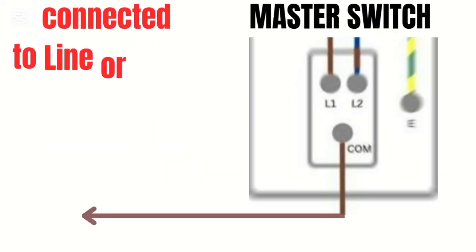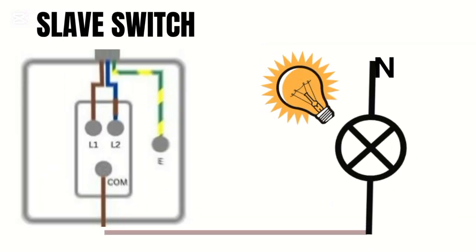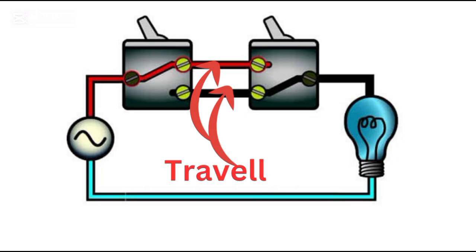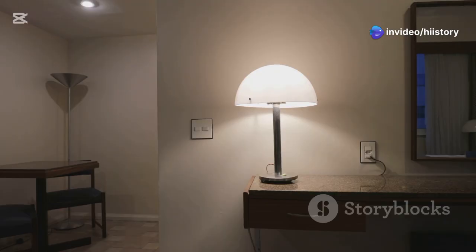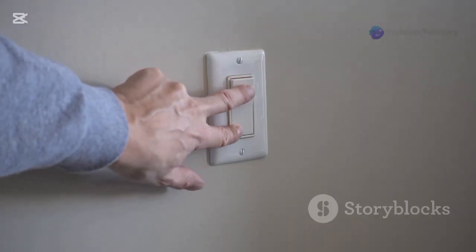Let's summarize. Master switch, connected to the live supply from the distribution board. Slave switch, connected to the lamps. Traveler wires provide alternate current paths between the two switches. Neutral, directly connected to the lamp. Working mechanism, the lamp toggles on or off depending on the position combination of the switches.